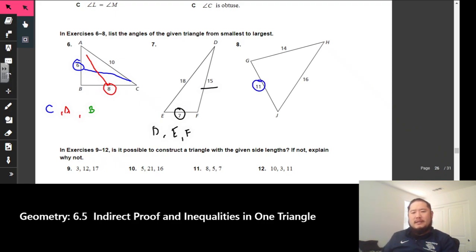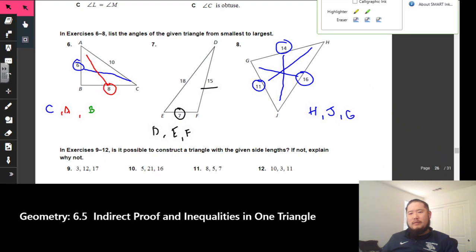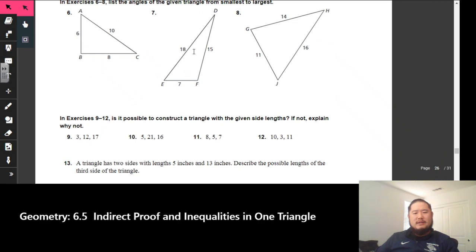Smallest side opposite angle H. The next smallest side right here is 14, opposite of angle J. And then we have right here 16, opposite G. Make sure you read the question. Sometimes they may ask you to list it from largest to smallest. This time it's smallest to largest. So it really depends on the problem and how it is written.